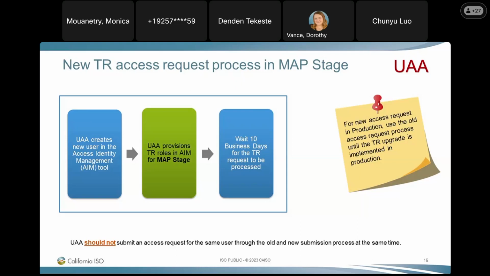The UAs can still follow the old process, which is filling out the ARF form, or they can go directly into AIM to complete the provisioning for their users for the map stage environment. But for production, while we're working to verify and validate information, you still have to follow the old process for any new requests for TR in production.